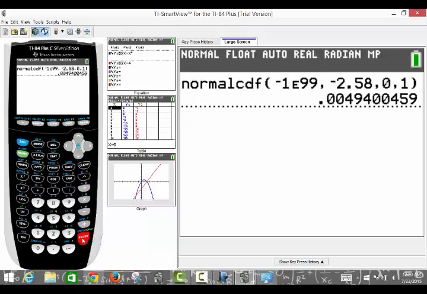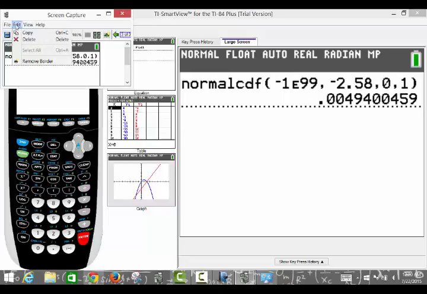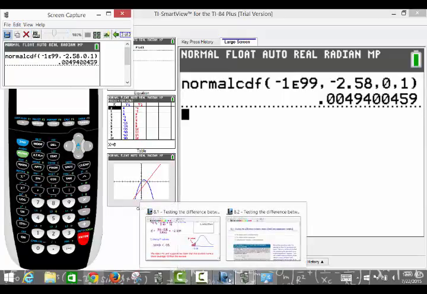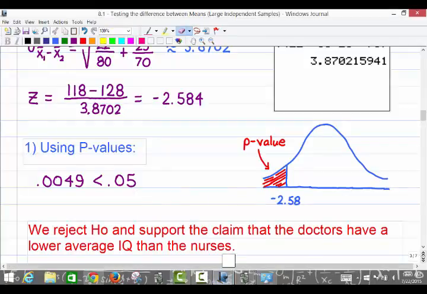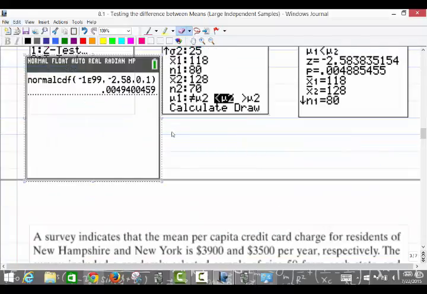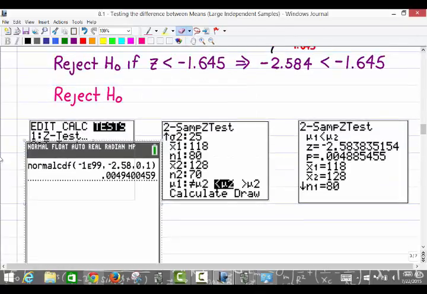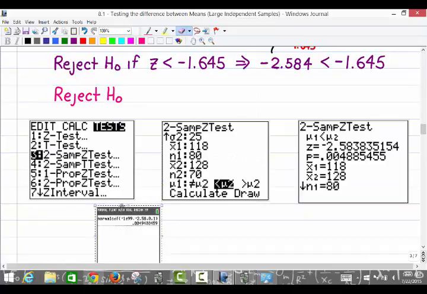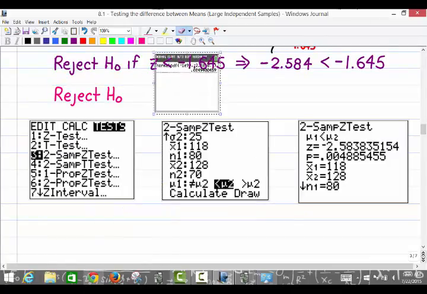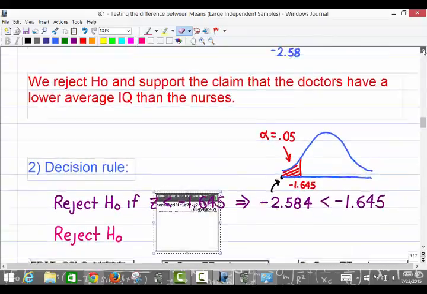So you see it's 0.0049. Like I said, don't worry about that negative 1E99, you don't need that. I'm not going to bring up the Z chart right now, but if you look that number up on the Z chart, and by now you should be pretty efficient at looking up the Z chart, you would get that 0.0049.